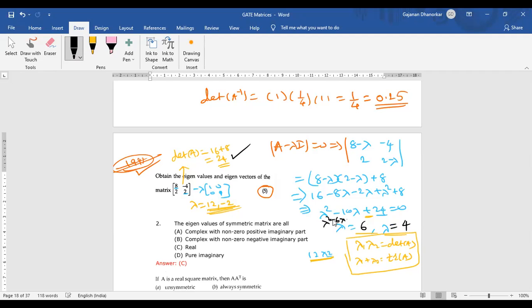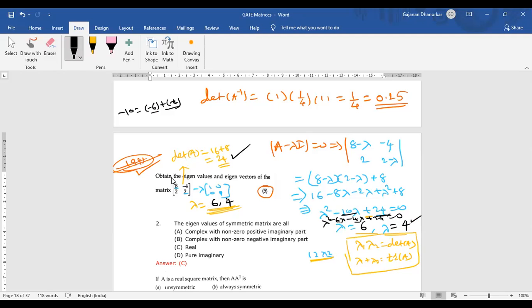Lambda square minus 6 lambda minus 4 lambda plus 24. Yes, this is correct. What are its roots? Minus 10. Minus 10 we write as minus 6 minus 4. So their multiplication is 24, and so 6 and 4. Now this is correct.